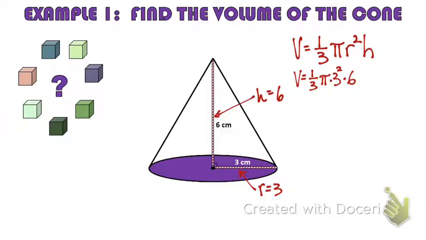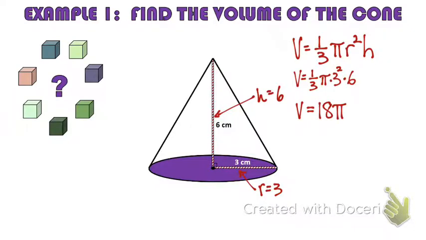And so if you take your calculator and you type that in using your fraction button for 1/3, your pi button for pi, your exponent button for 3 to the second power, and you type it all in at once, the answer will come out in one step. Your calculator screen will read 18 pi.